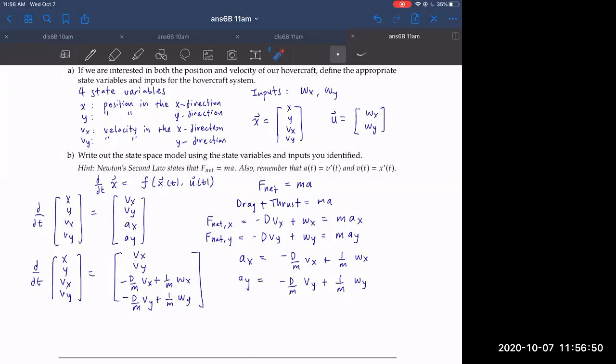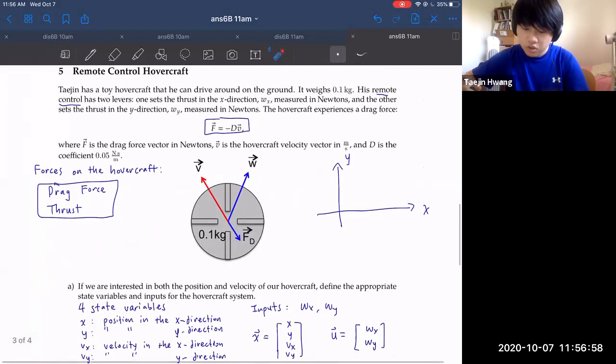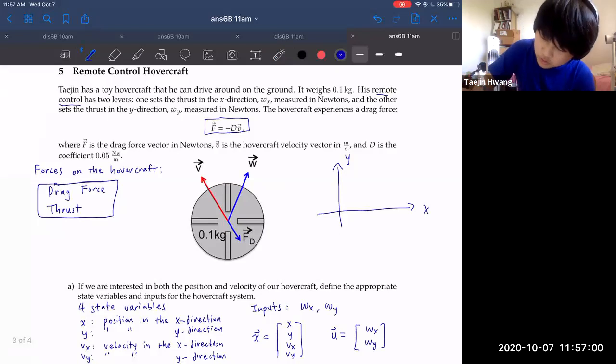Do you mind just explaining that step for the drag in the x direction? Why is it times the velocity of x? Yeah, so you can think of the force as a vector, like fx and fy. And this is equal to the drag. The drag is a constant, right?